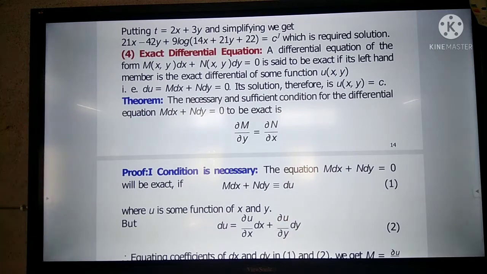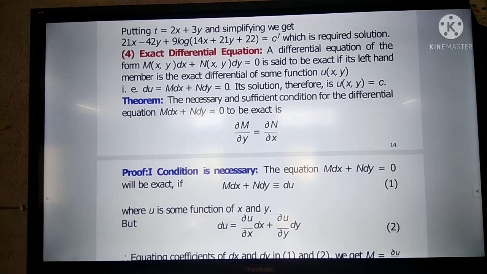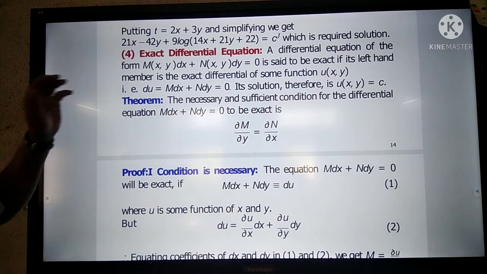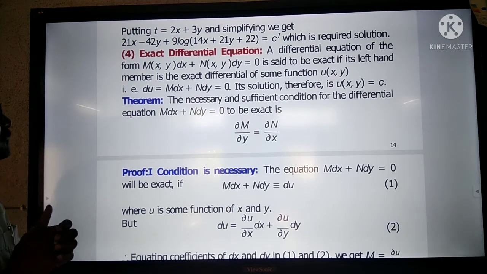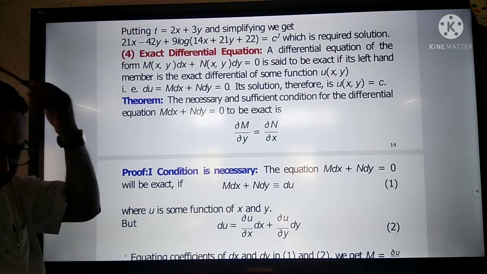In the last lecture, we have seen how to solve the first order, first degree differential equations by using the methods: variable separable type, homogeneous and non-homogeneous differential equations. So the fourth type of first order, first degree differential equation is the exact differential equation.